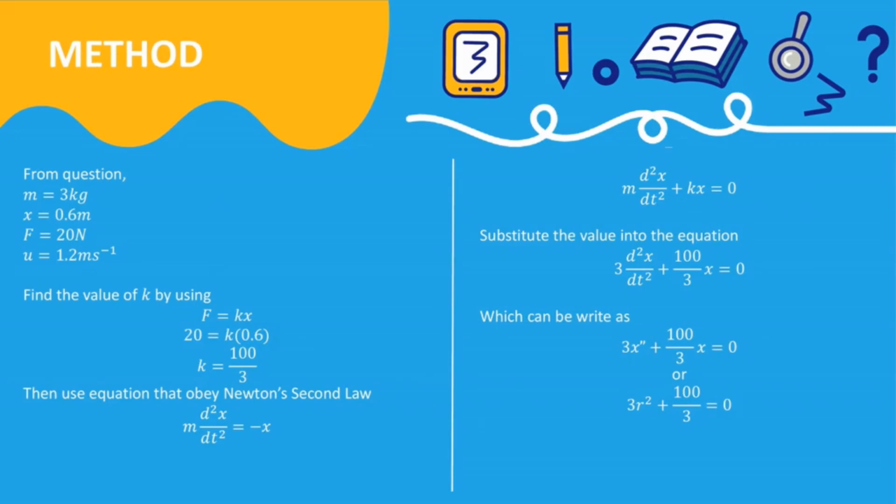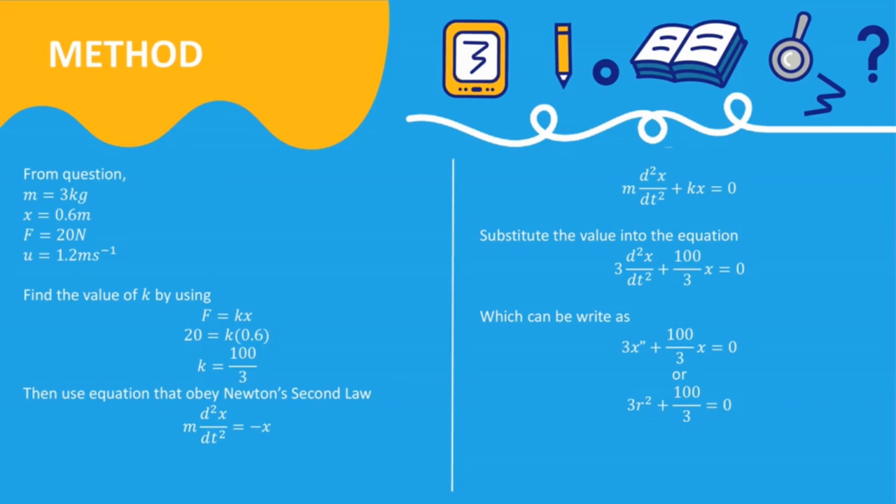From the question, the information that we got is the mass, which is 3 kg, the x, which is the length of the spring that is stretched, 0.6 meter, the force that is applied to the spring is 20 Newton, and the initial velocity is 1.2 meter per second. First, we find the value of k by using F equals kx. We substitute the values and we get that k is equal to 100 over 3.